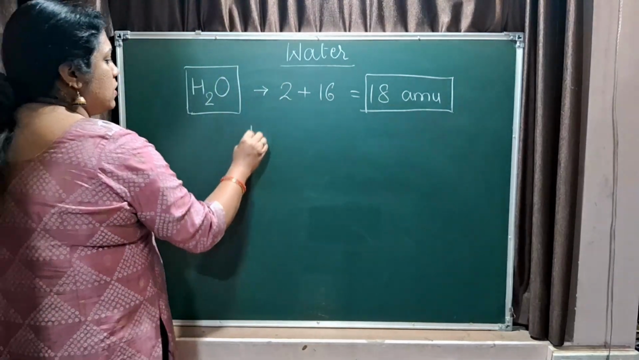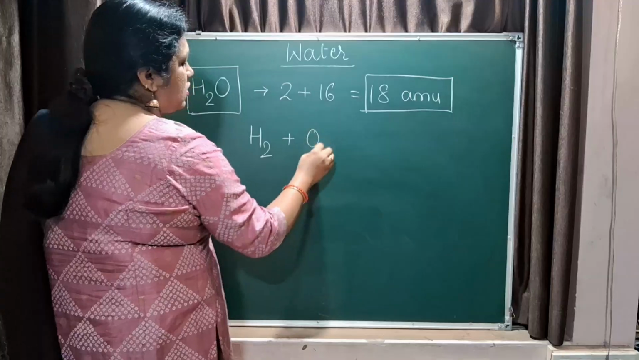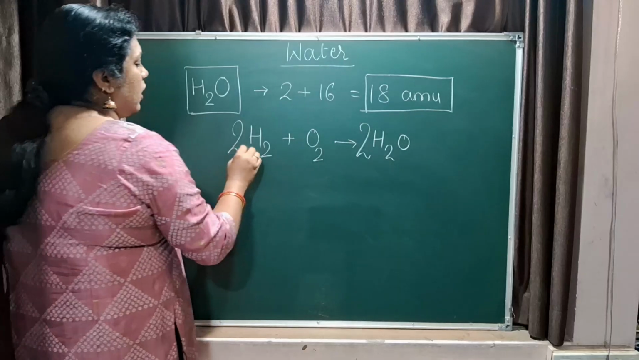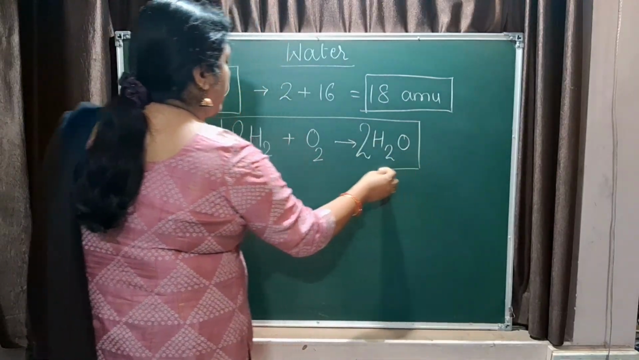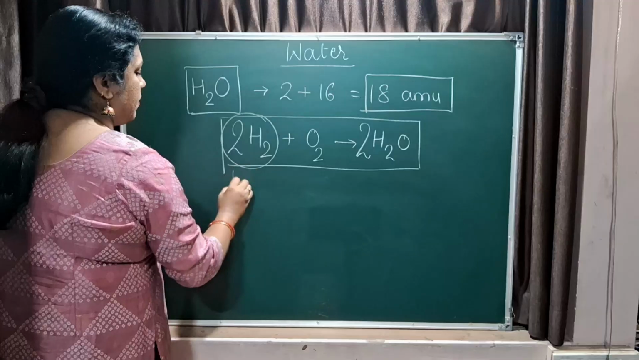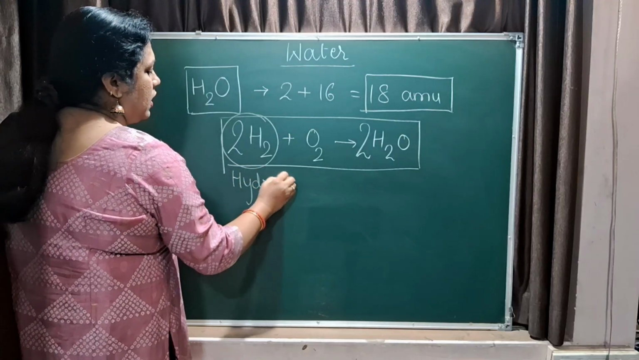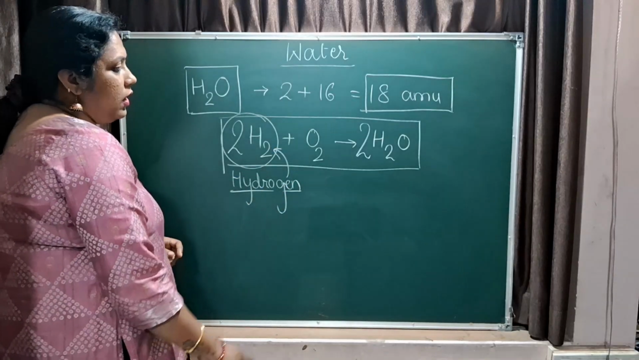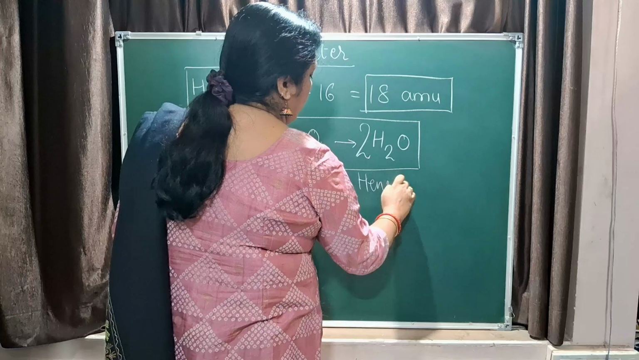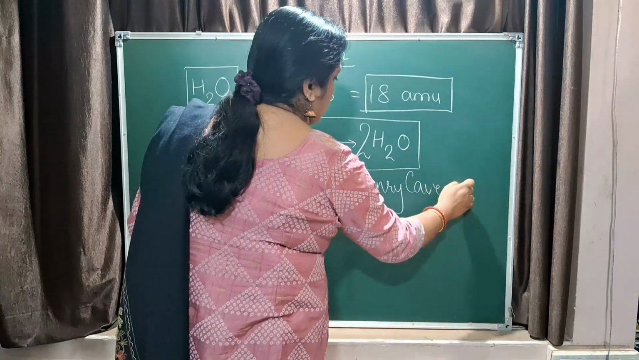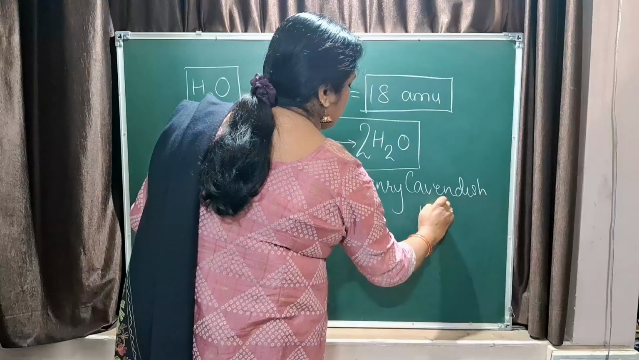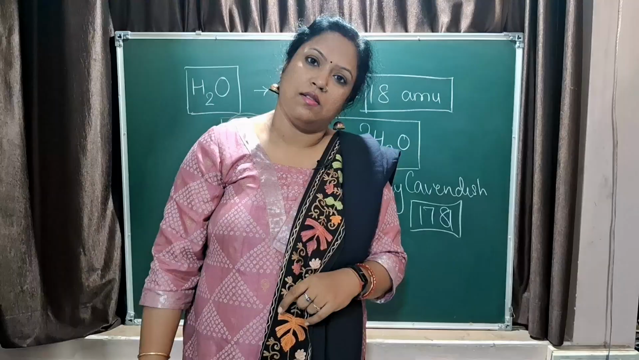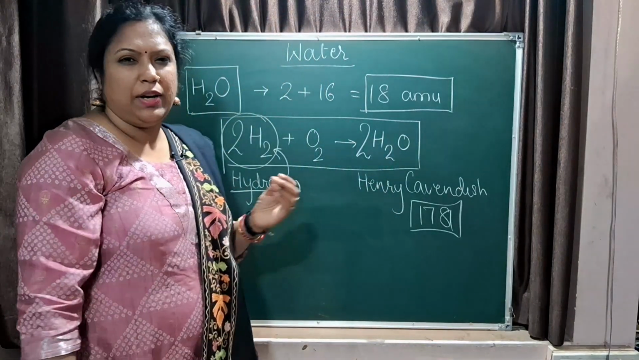Now how is this water produced? When hydrogen gas is burnt in oxygen, you have the formation of H2O. We should balance it. Now this reaction only was studied, and that is how hydrogen has got its name. That is hydro, that is water, and gen means generating gas. So water generating gas, that is hydrogen. Henry Cavendish in the year 1781 discovered water is a compound made up of hydrogen and oxygen. Okay, so this is all about the introduction of water.